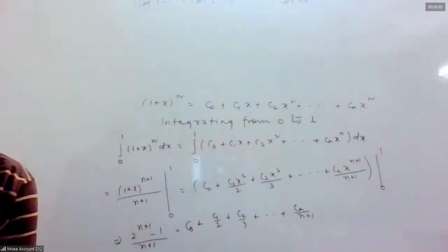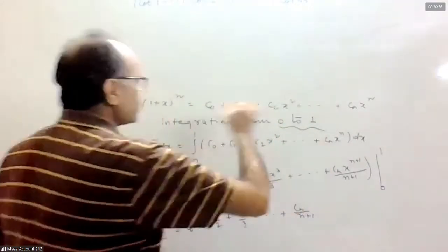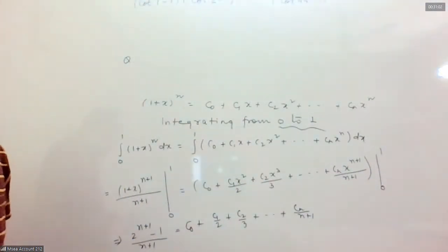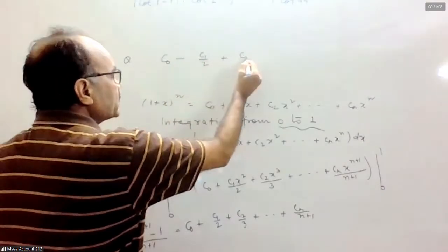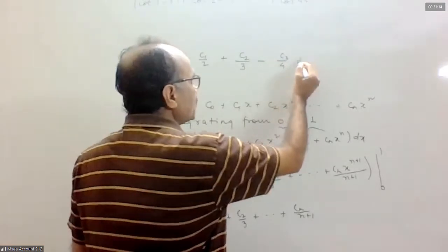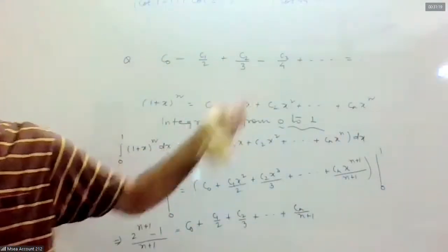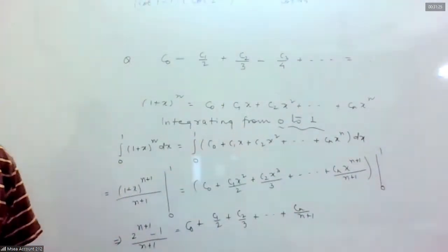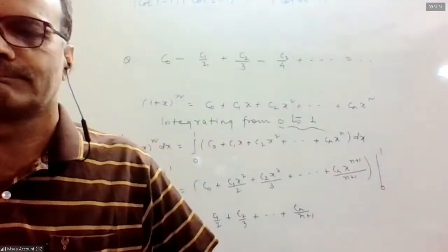Next, C0 minus C1 by 2 plus C2 by 3 minus C3 by 4 and so on. Just by changing the limits, we can prove this. Just you tell me the limits. What limit should we put here? Minus 1. Only minus 1. 0 to minus 1. Check it.